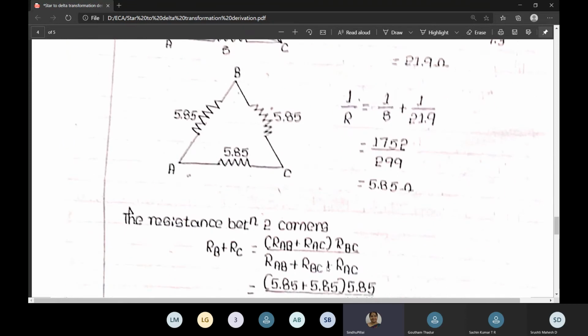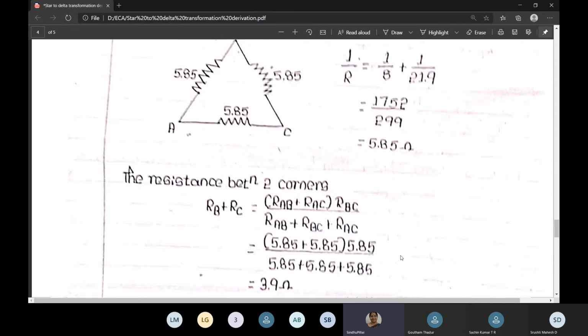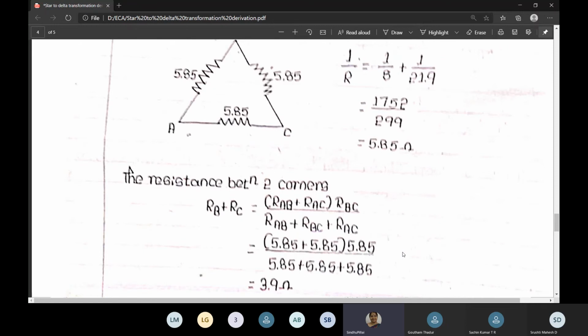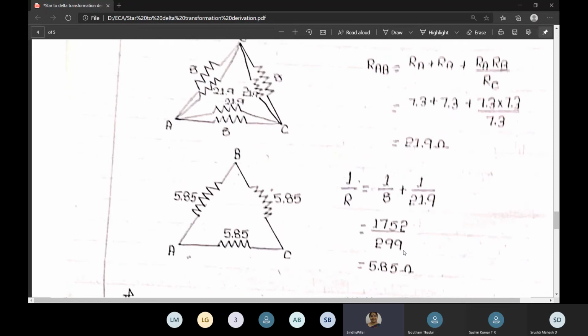So the resistance between any two corners, whenever they ask between any two corners, the other two branches will be in series, that will be in parallel with the first branch. So 5.85 plus 5.85 into 5.85 divided by the summation of all this will give you the resistance between any two corners. So these are the two problems where we do this star to delta transformation.